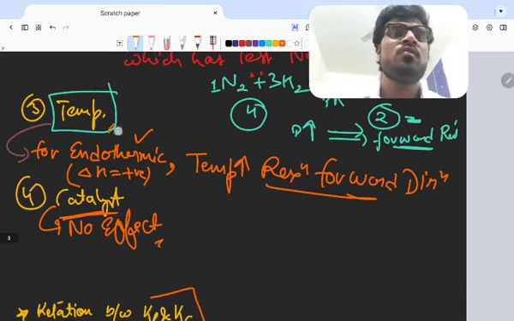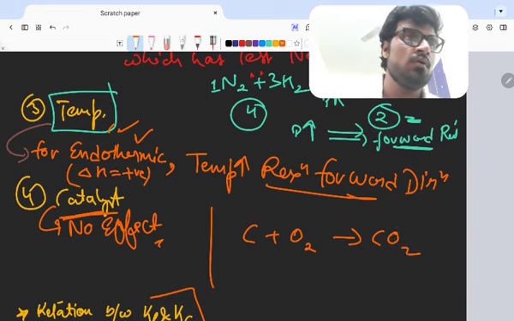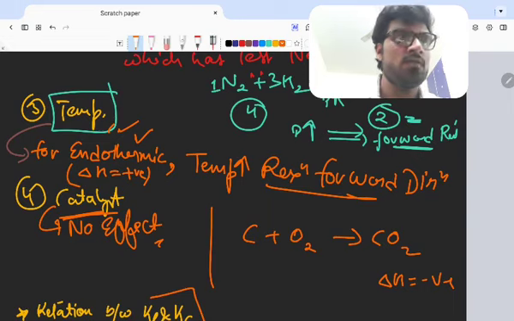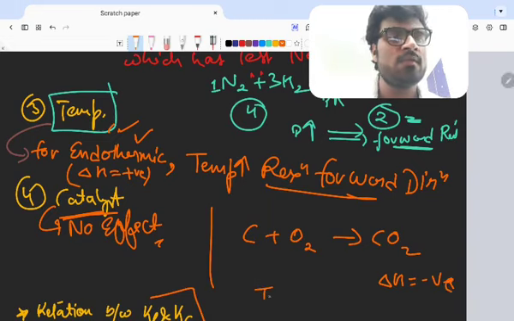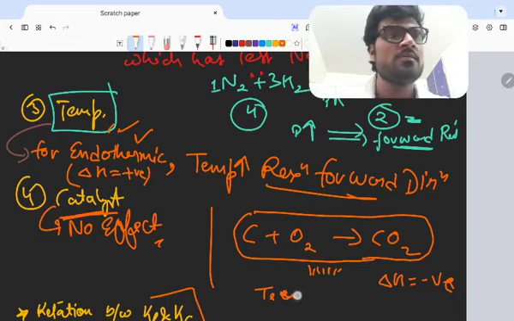Okay, I want to give some examples of temperature. For example, let's see C plus O2. Let us take a combustion reaction, giving CO2. Delta H is negative, because we all know it is an exothermic reaction. The heat is released. So what I had said, for example, in this reaction, if I increase the temperature, what will happen? This reaction is happening in a closed tube, and I increase the temperature. Suppose I just turn on the burner. Then the temperature will increase.